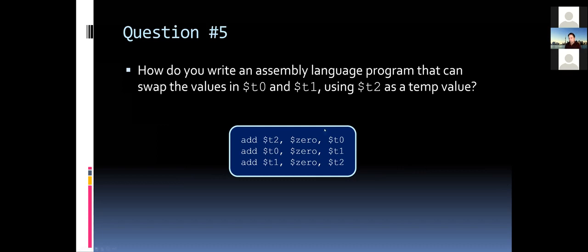You can also use XORs, yeah. But I think the add is the easier thing that I was thinking about. And you need 3 lines.